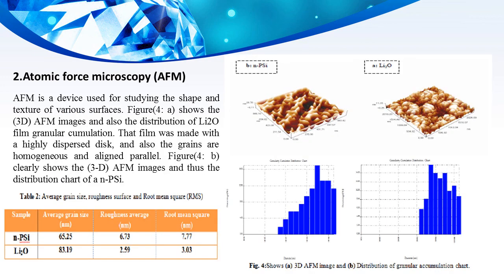Atomic force microscopy. We can see in this figure that the images show the average grain size is 65 for porous silicon and 83 for lithium oxide. The roughness average is 6.7 for porous silicon and 2.5 for lithium oxide. The root mean square is 7.7 for porous silicon and 3.03 for lithium oxide.